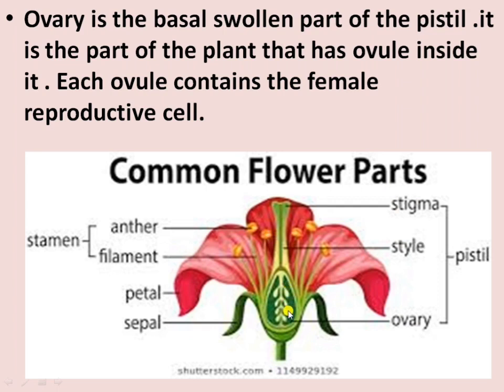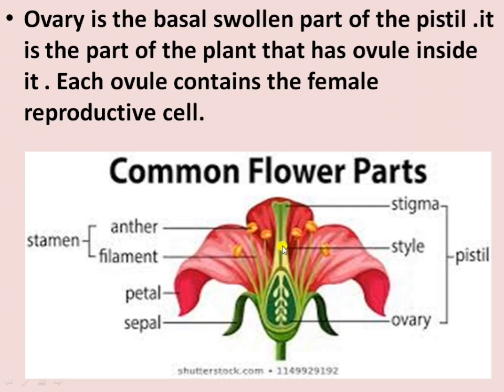Okay. Here pistil, or we can say the carpel also. Pistil is the female part of the flower and it is made up of stigma, style and ovary. Okay. This is the stigma. Stigma is a sticky bulb present in the center of the flower and it receives the pollen grains, the male reproductive part, on the stigma. Next is style.